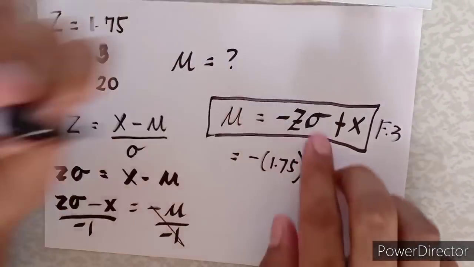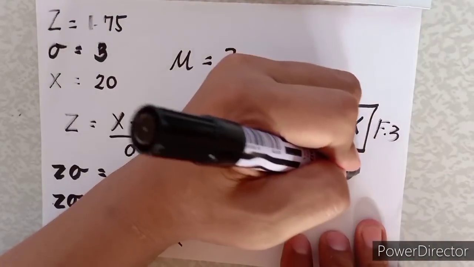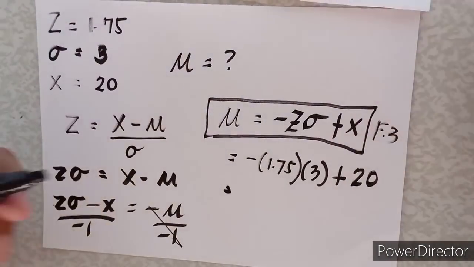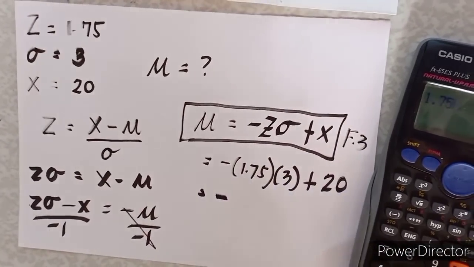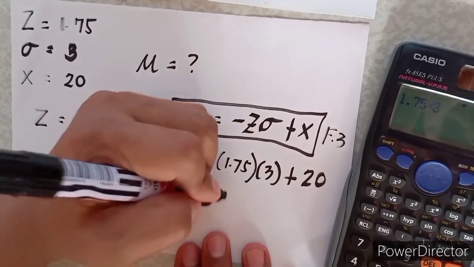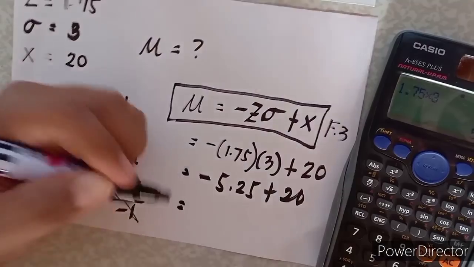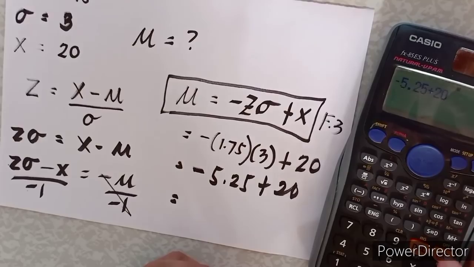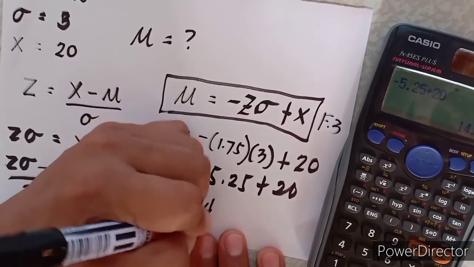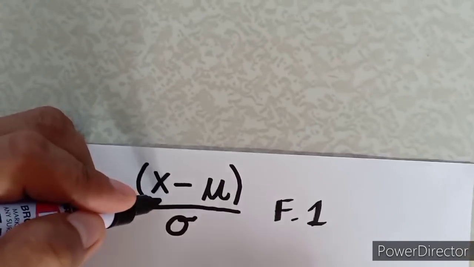By substitution, we have now, don't forget the negative, Z is 1.75, our standard deviation is 3, plus X, but our X is 20. Using our calculator, negative 1.75 times 3 is equal to negative 5.25, plus 20. Our mean now is equal to 14.75.